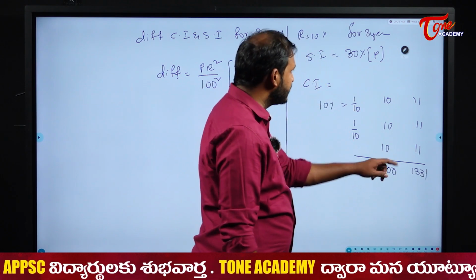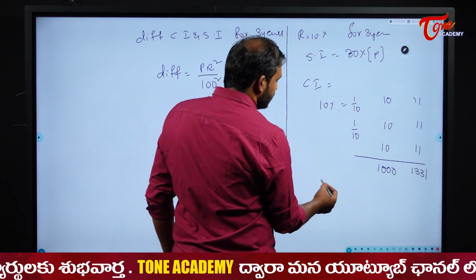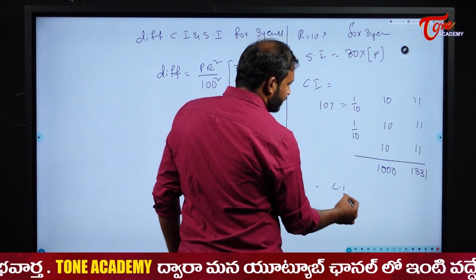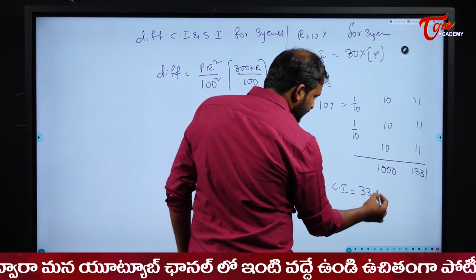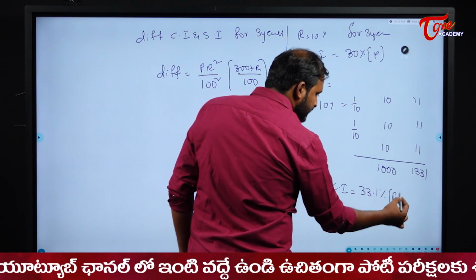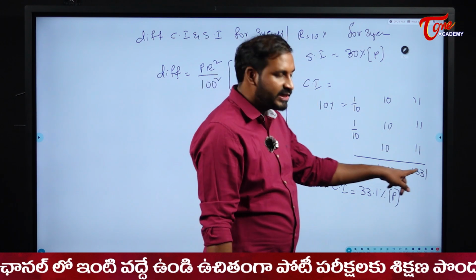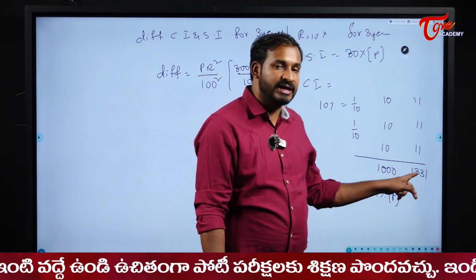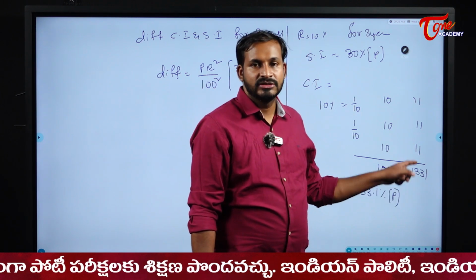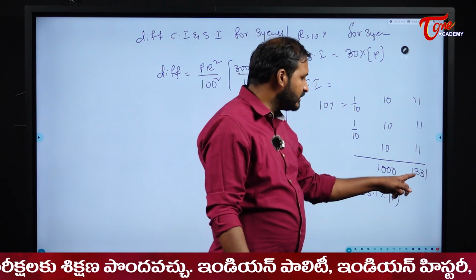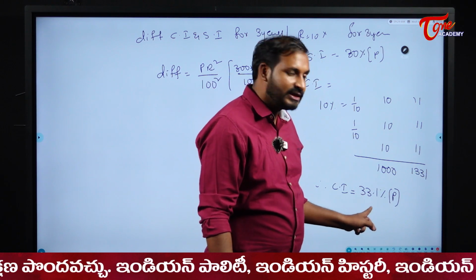That means 100% became how much here for me? Tell me. Therefore, CI will become 33.1%, right? 33.1% of principal. Sir, how, sir? This is initial and this is final. Initial means principal, final means what? Amount. So, how much is more here? 331. So, if you want it in percentage, right? So, 331 by 1000, what it becomes?